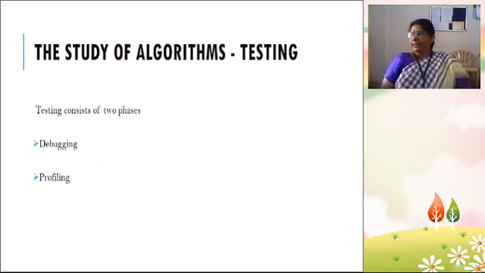The last one is testing. The study of algorithms helps us to test our algorithm. Testing consists of two phases: debugging and profiling. Debugging is the first phase, profiling is the second phase. Debugging is the process for identification of errors in the algorithm. Suppose we are executing the algorithm, we need to find out whether there are errors. There may be syntactic errors or semantic errors. You need to identify those errors. So debugging identifies the presence of errors in your program, in your algorithm.